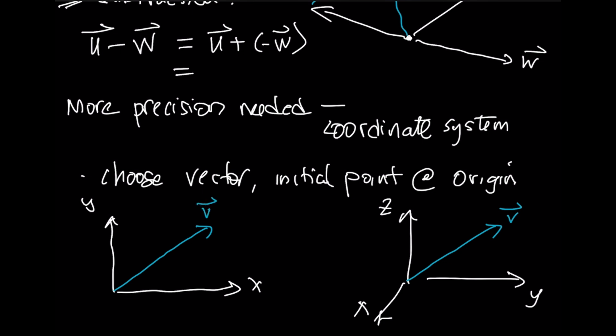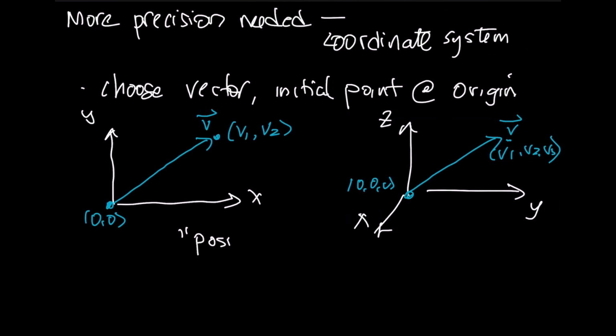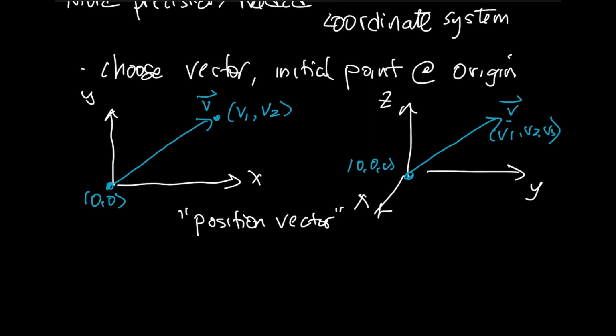And now, as soon as you've got coordinate systems like this, you know that the initial point is 0, 0, and then this final point, or the terminal point, has some coordinates, v1 and v2. This point here is 0, 0, 0, and this final point is v1, v2, v3. What we are going to do is call this a position vector because the initial point will always be at the origin. And then we are going to define what are called the components of a vector.